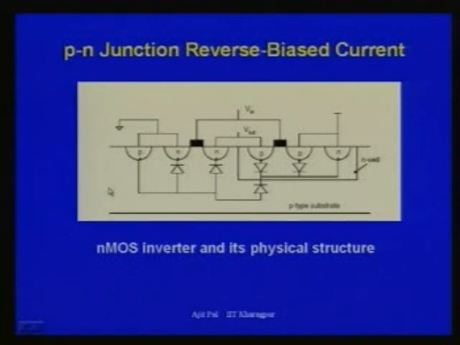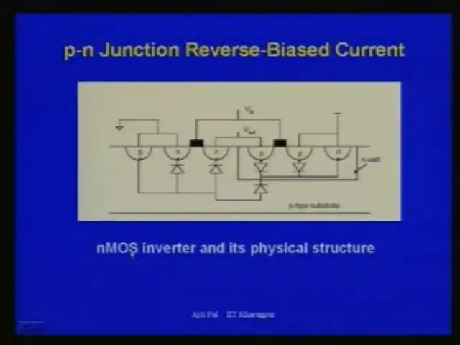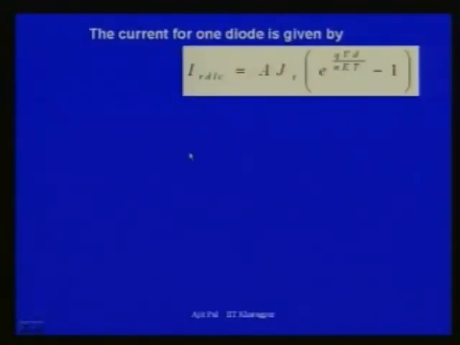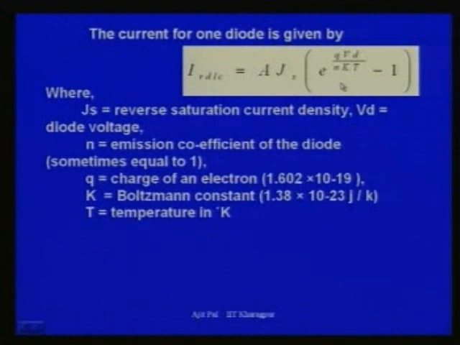As you know, when a diode is reverse biased, it will have some reverse bias current. The equation for the reverse bias current is: I = A·Js·(e^(qVd/nkT) − 1), where Js is the reverse saturation current density, Vd is the diode voltage, the voltage across the diode, n is the emission coefficient of the diode, which is usually considered to be 1, q is the charge of an electron, k is the Boltzmann constant, and T is the temperature.